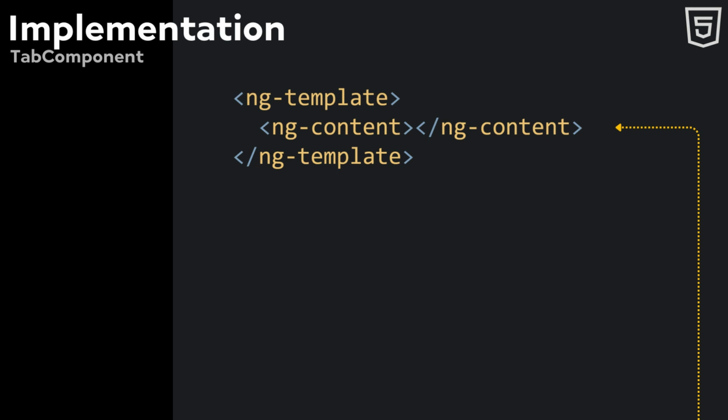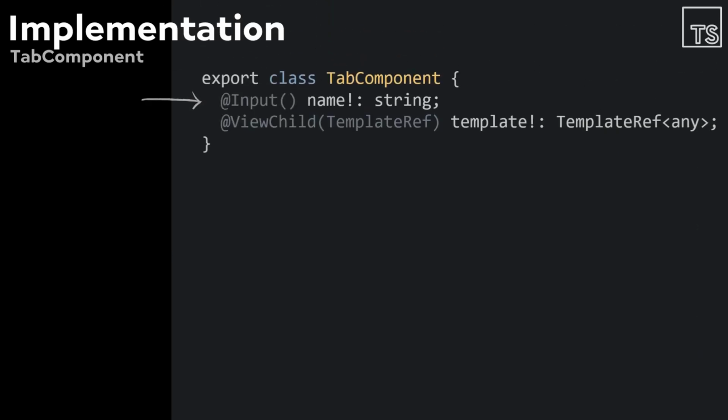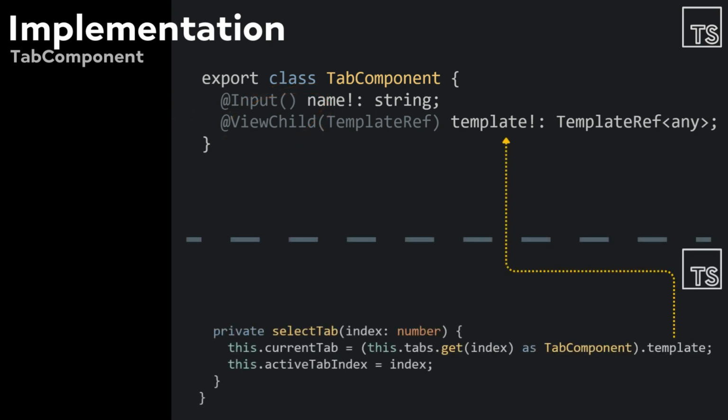In the template, as I said before, I need a container where I can project whatever I want, so I used the ng-content feature here. Since I need to access the template of each tab, I wrapped the ng-content with ng-template. In the tab component class, I have my tab name input and the reference to the template thanks to our guy, the ViewChild decorator. And this is what we use to set our current tab inside the tabs component class.